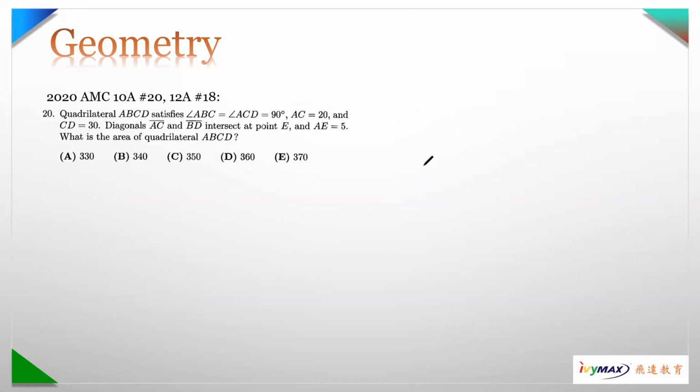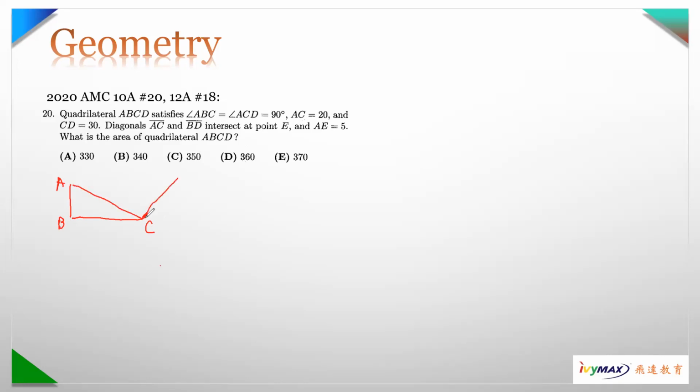All right, here is another question for the quadrilateral. It's number 20 on the 10A and number 18 on the 12A. So in this question, it tells you we have a quadrilateral ABCD that satisfies the following. The measure of angle ABC is 90. So we have a right angle starting from that, ABC. Okay, and ACD, AC, I just connect that.